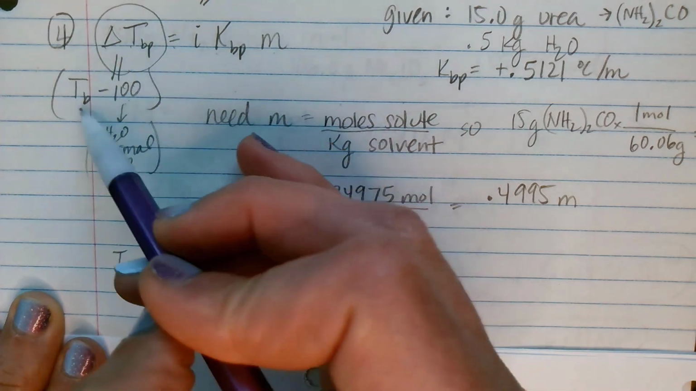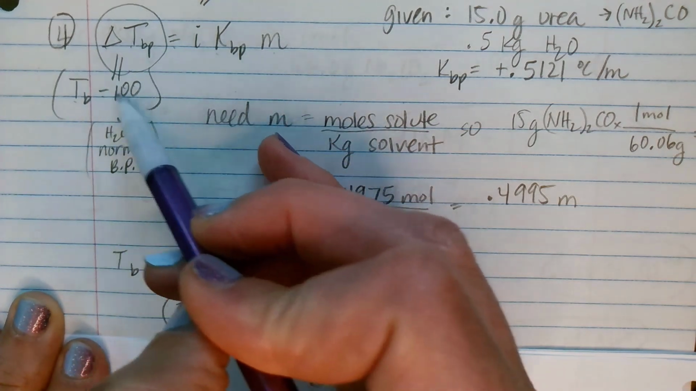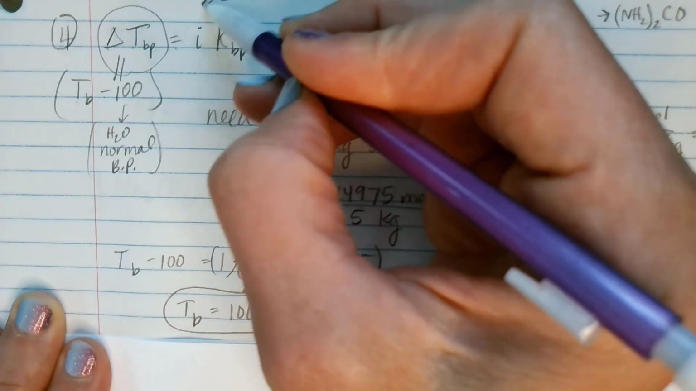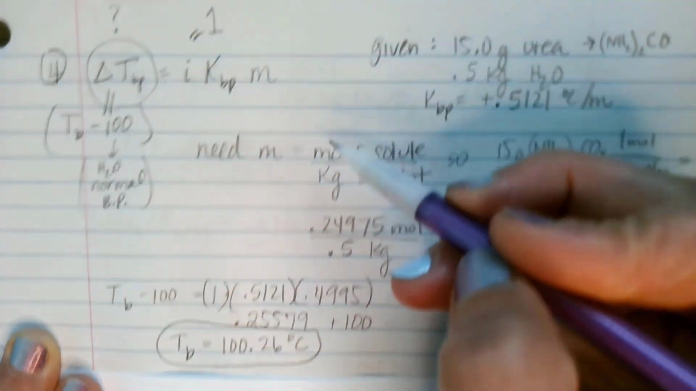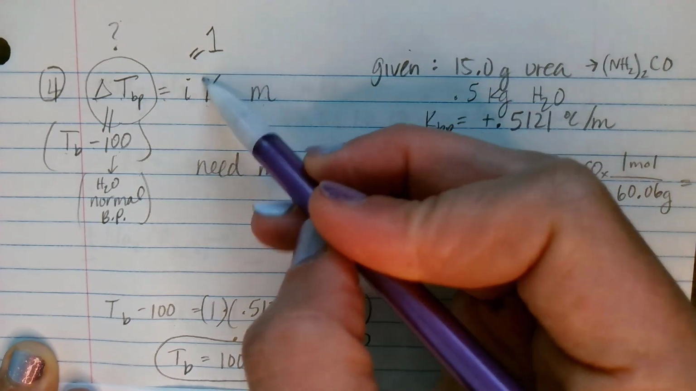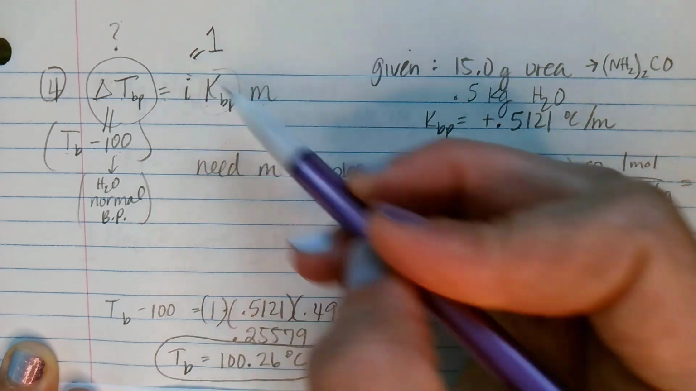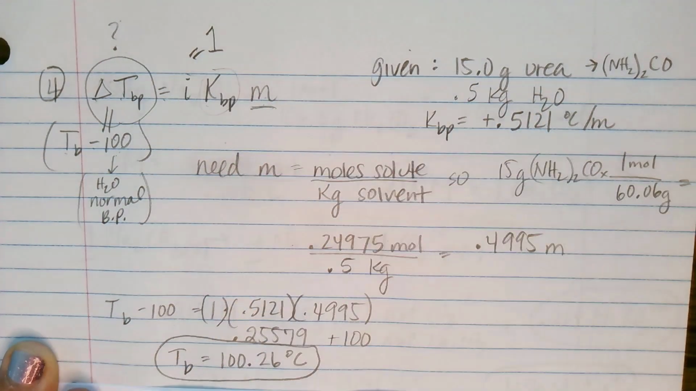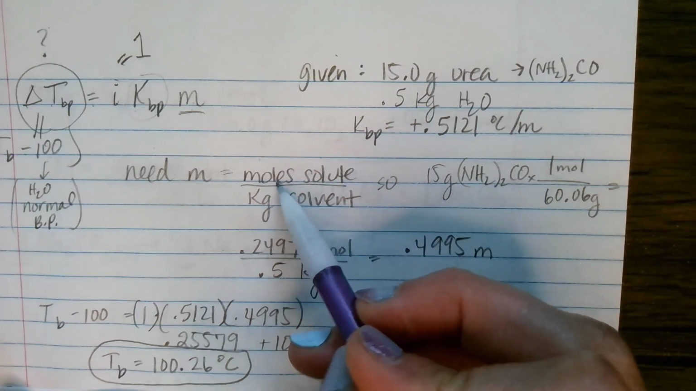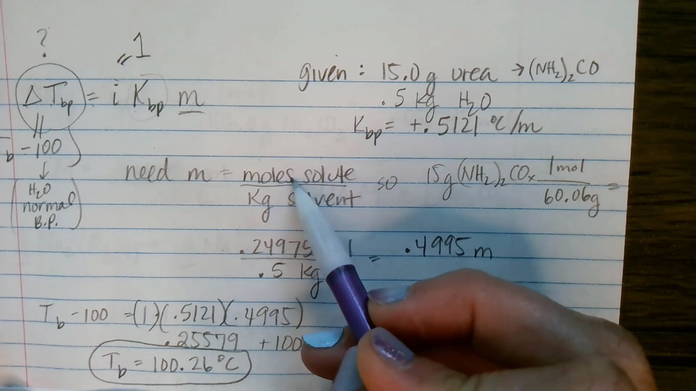So that change in temperature is the elevated boiling point minus 100 is equal to I. Now urea, we're assuming that I is 1. And then molality. So we're given K. We know I. We need to look and see what molality is. Remember, moles of solute divided by kilograms of solvent.